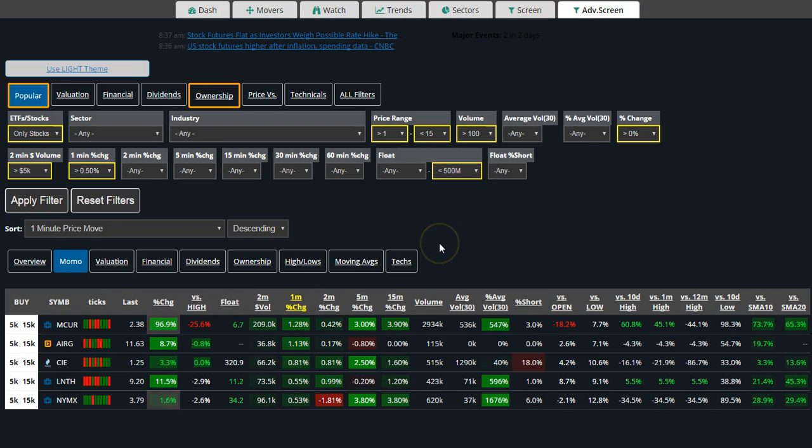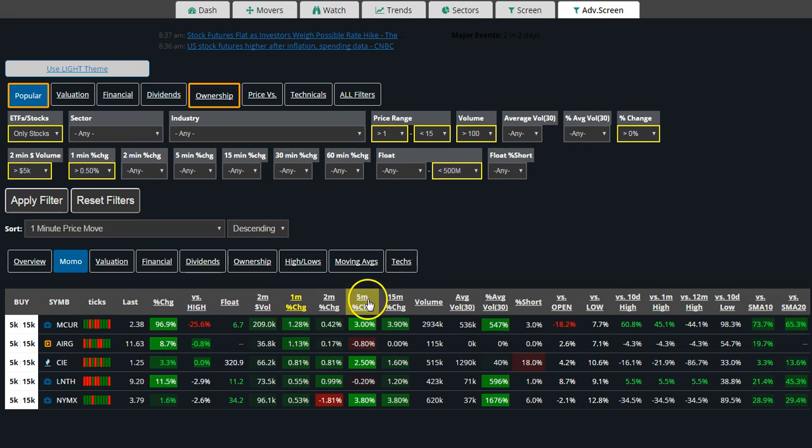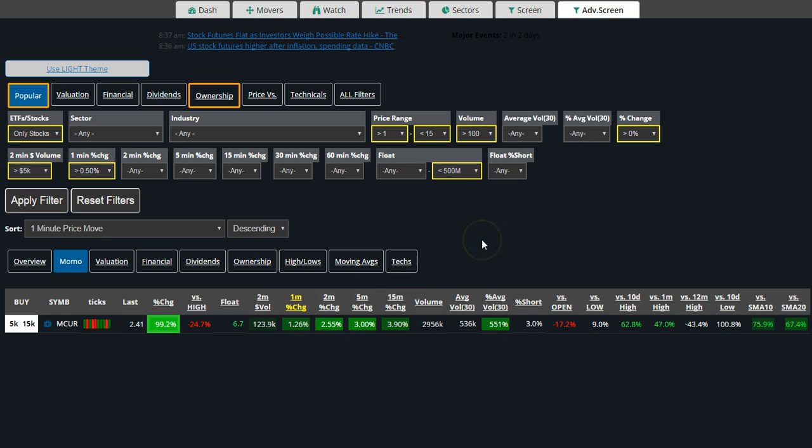All right, I wanted to go over the latest rendition of the advanced screener here. A lot of people are loving this for momentum trades. I added a lot of new features here, a lot of new filters, different ways to sort. I have 1 minute change, 2 minute change, 5 minute change, and 50-minute change. For those of you who've been using it for a while, you'll notice there's a lot more data coming through.